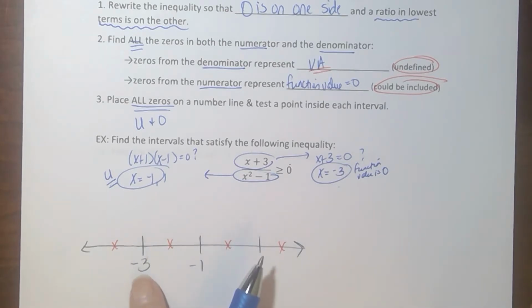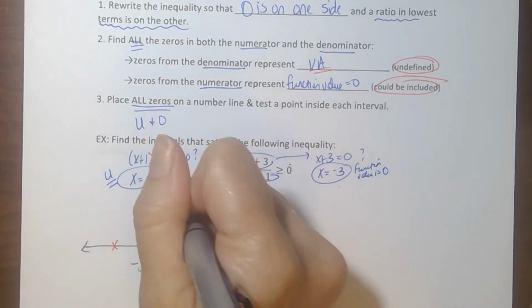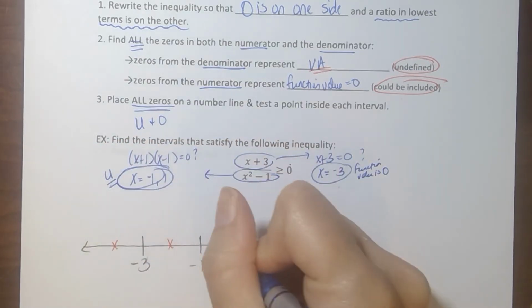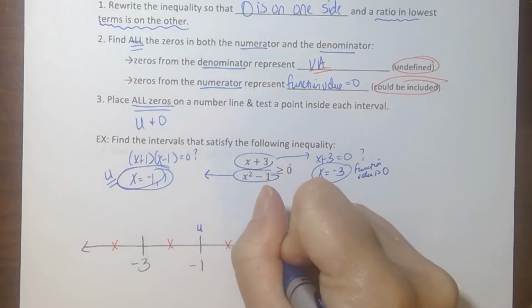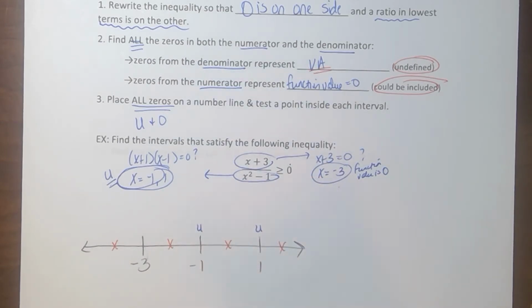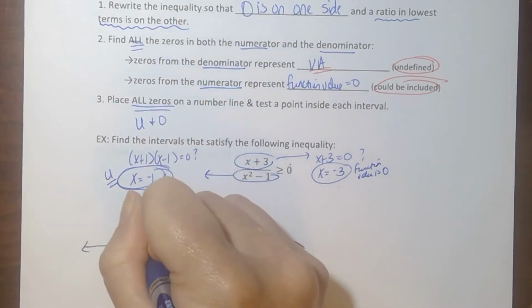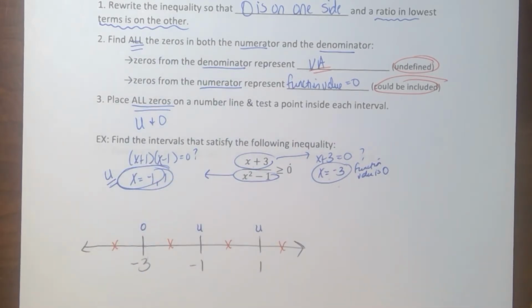Now, as I place these boundary points on my number line, I want to pay attention. Is this a value of 0 for the function, or is this a place where the function is undefined? The zeros that come from my denominator are places where the function is undefined, so I'm going to remind myself of that. And the zeros that come from the numerator are places where my function value is 0, so I'm going to remind myself of that. Now let's go through and do test points within each of these.